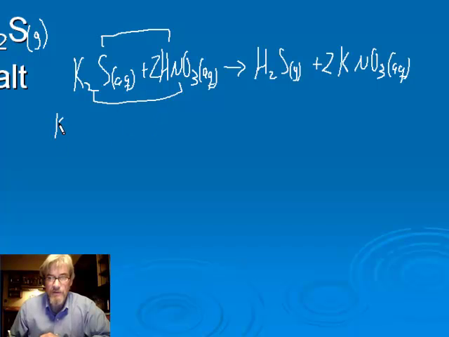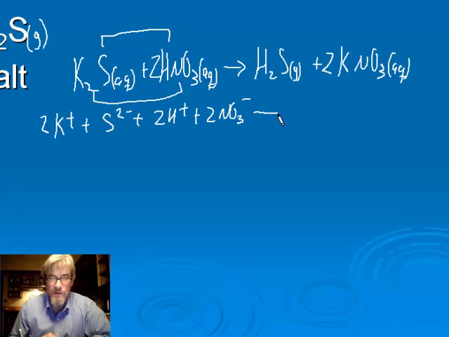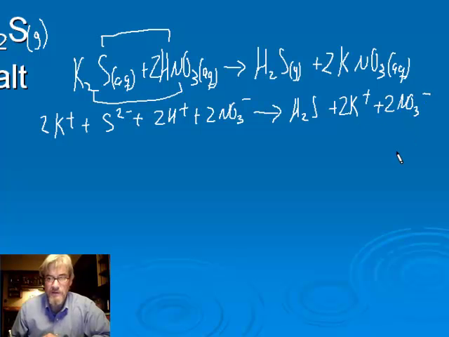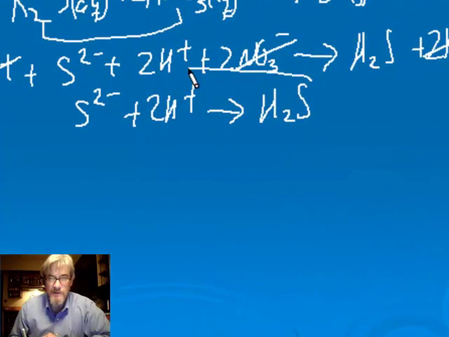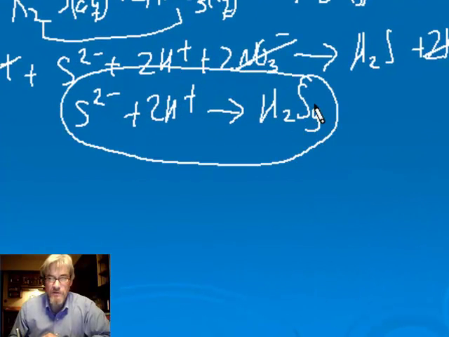Ionic reaction. Potassium sulfide could be split up. Nitric acid is a strong acid, so that would give 2 H pluses and 2 nitrates. H2S is a molecule that's not a strong electrolyte, and potassium nitrate is a strong electrolyte. Potassium is a spectator. Nitrate is a spectator, and the overall reaction is S2- and 2H plus gives H2S. So that's the heart of this gas-forming reaction because H2S is a gas.